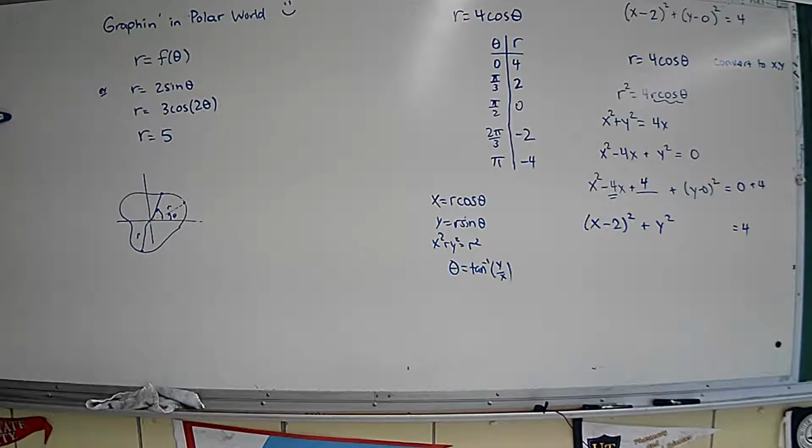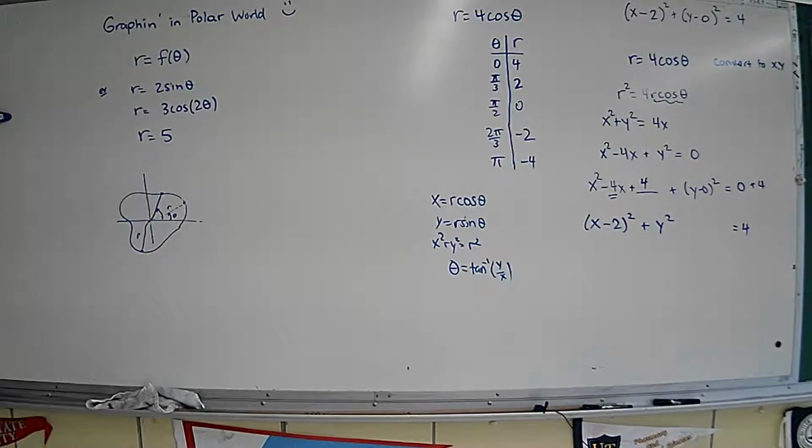What happens when we go from pi to 3 pi over 2? Now we're back in the fourth quadrant. So now R becomes positive again, and then it increases and then decreases back to 0. Right? And then the last chunk is going to be almost exactly like the chunk we just looked at, right?